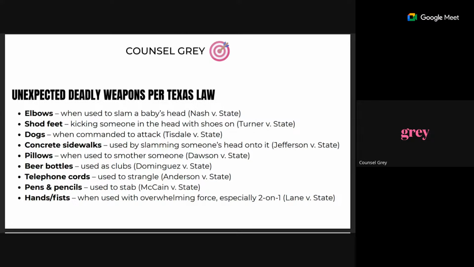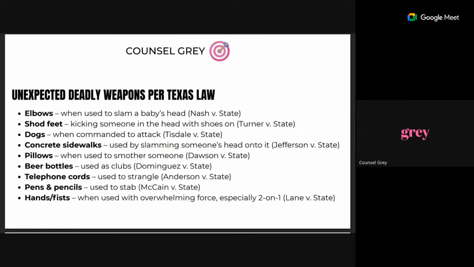So if someone appears to be smothering you with a pillow, as was the case in Dawson v. State, you absolutely can pull out a knife or a gun and shoot that person in self-defense. The court has said it's okay. A beer bottle, this is kind of obvious. You break a beer bottle, you hit somebody over the head, you slice their neck, whatever.